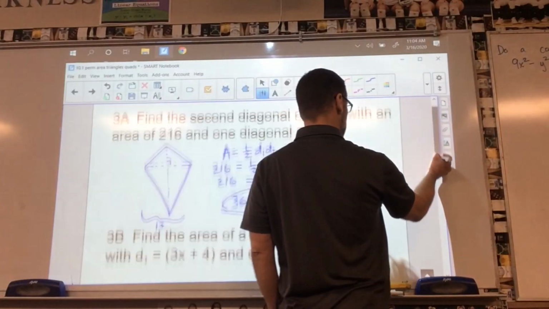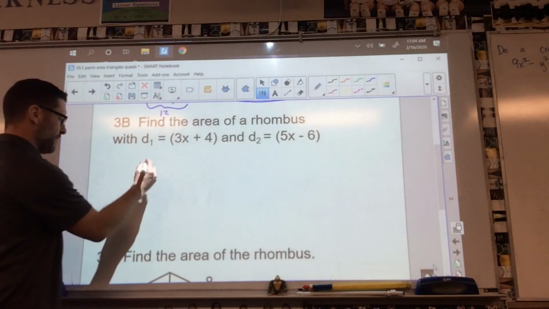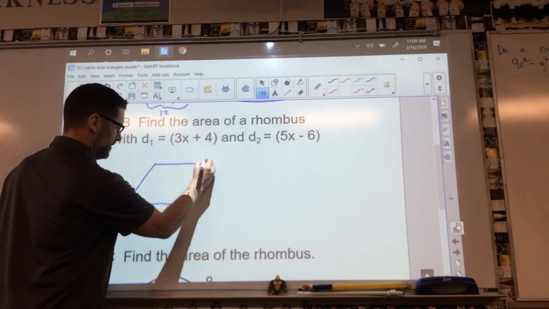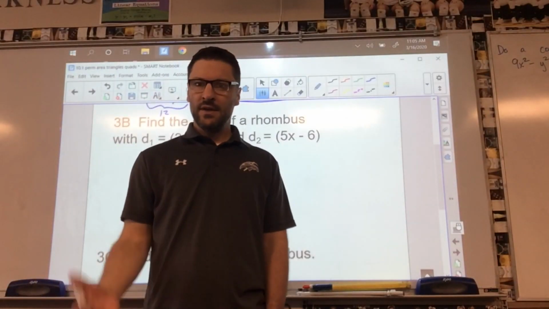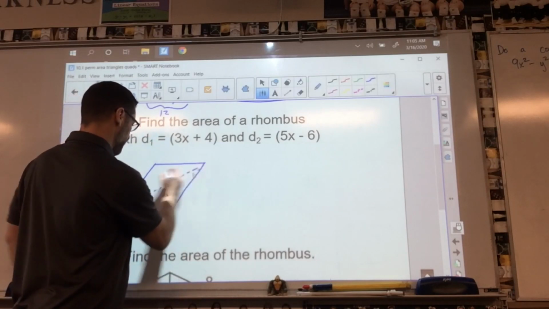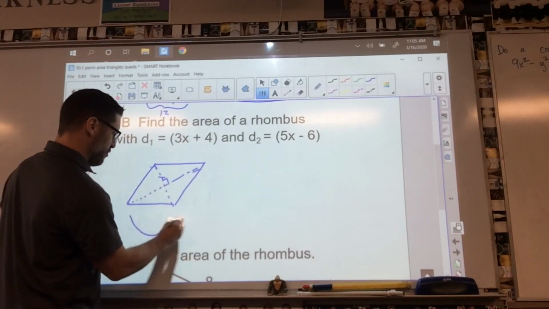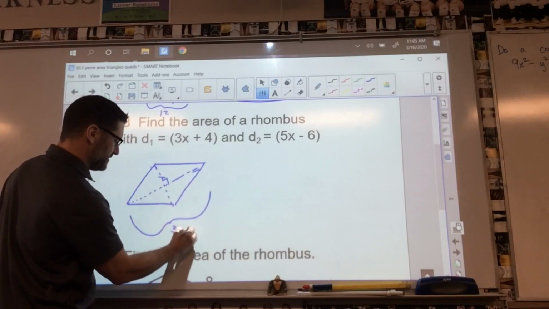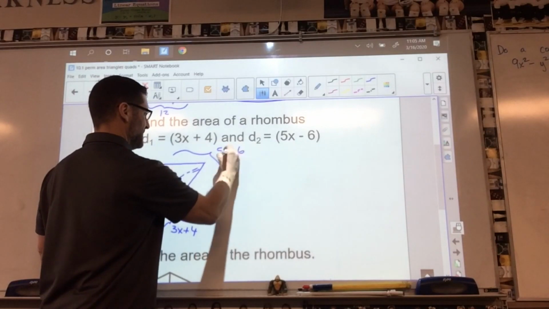All right, next one. This one says, find the area of a rhombus with d1 and d2 given. So I'll draw a rhombus. The prevailing characteristic of a rhombus, go back and find that formula. Again, the diagonals are perpendicular. And I'll use the same formula for the diagonals of a rhombus. There's my perpendicular, and I bracket them off. D1 doesn't really matter. I'll put 3x plus 4. Here's diagonal 2, which is 5x minus 6.